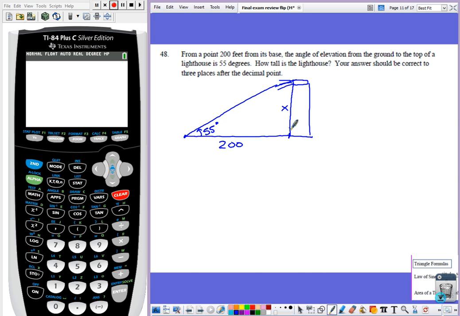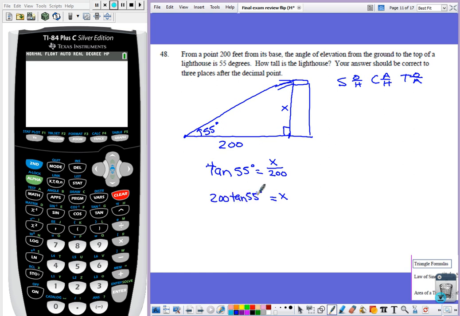So this would be our hypotenuse. We're saying this is our 90-degree angle. So the opposite over adjacent, we could say, right, so SOH CAH TOA. So tangent of this angle, 55 degrees, is the opposite over the adjacent. So then we could multiply both sides by 200, and we will get what x is.